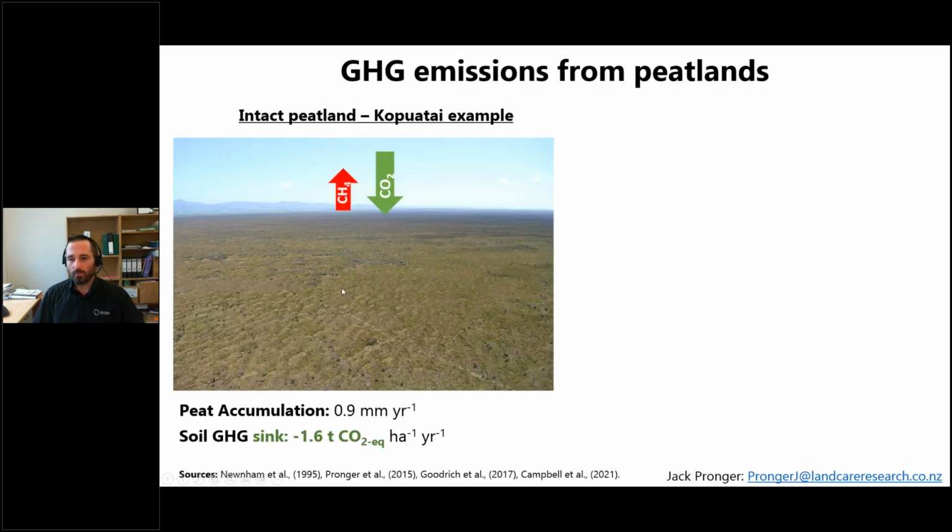I'm now going to jump into looking at greenhouse gas emissions from peatlands. This is work that Jack Pronger has been leading in collaboration with the University of Waikato. So this is an intact peatland in the Waikato, an iconic peatland. And you can see here that it takes up CO2, but it also emits quite a lot of methane from the system. But overall, it is a net sink of greenhouse gases, which is a good thing.